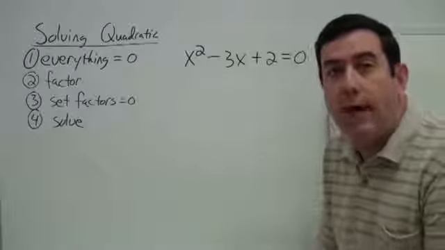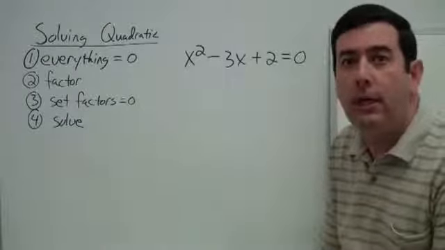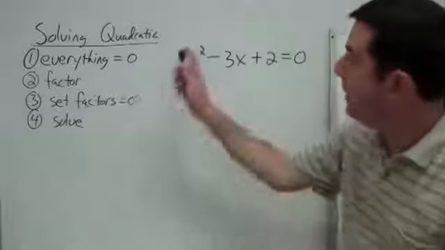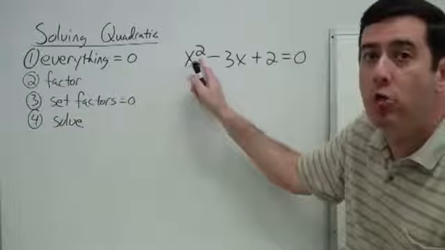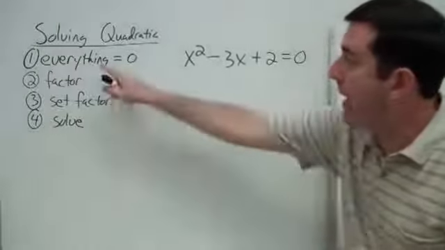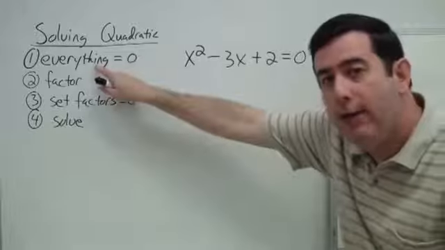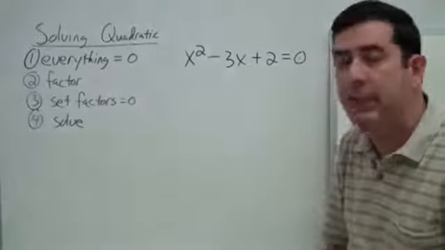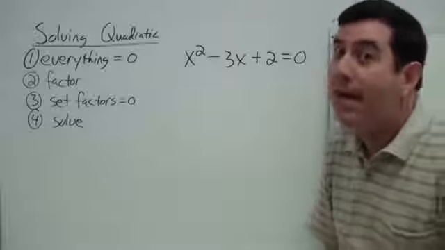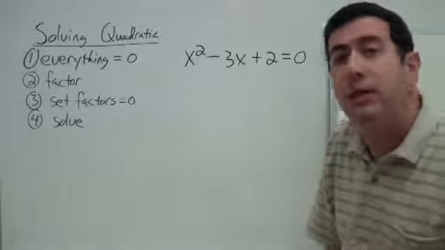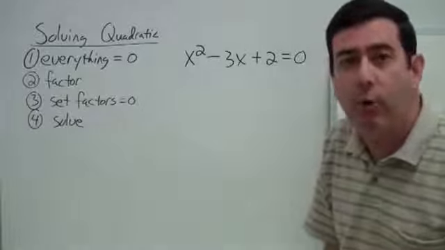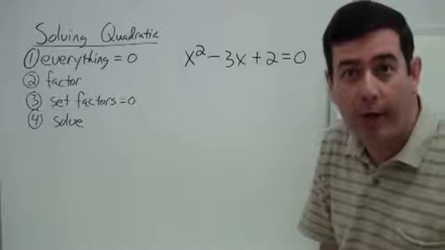If we're solving a quadratic equation, that means that it's something with a degree of 2. The first thing that has to happen is we've got to get everything on the same side with 0 on the other. Next, we'll factor, set the factors equal to 0, and solve from there.